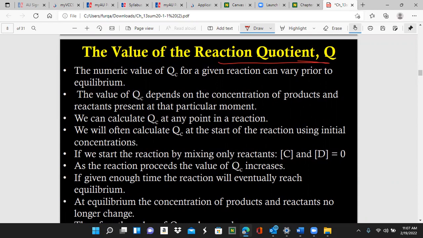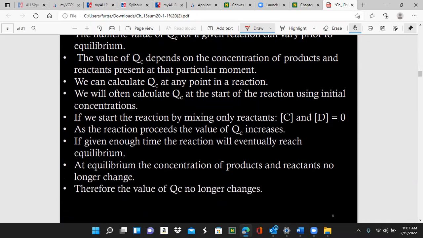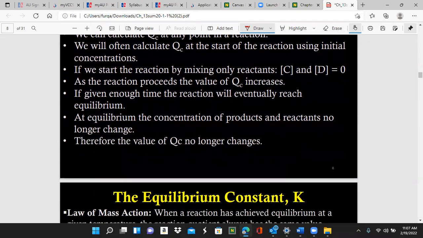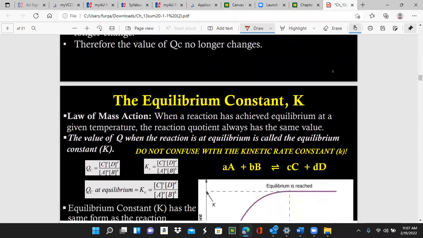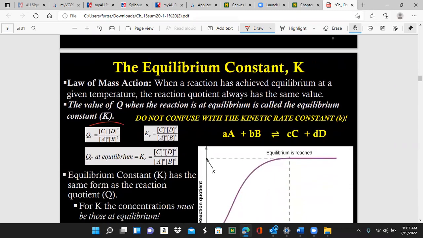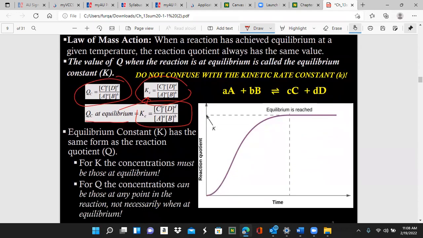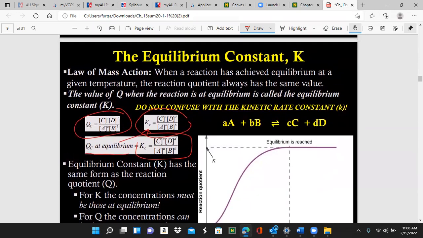We can calculate Qc at any point in the reaction. We'll often calculate Qc at the start of the chemical reaction using initial concentrations. And there's more to it that you can read on your own. I'm trying to tell you that this is exactly the Q. There's no difference. It's just that what you are doing at equilibrium is going to be called Kc. So Qc at equilibrium is Kc. Just change Qc to Kc and you will get the value at equilibrium.